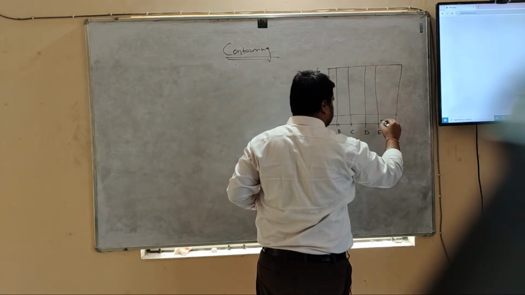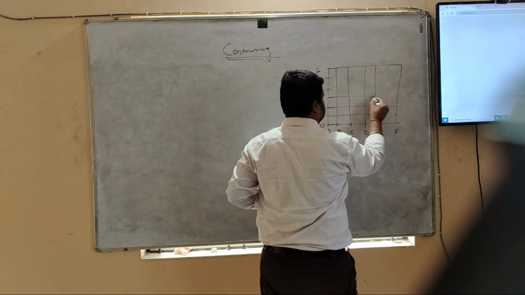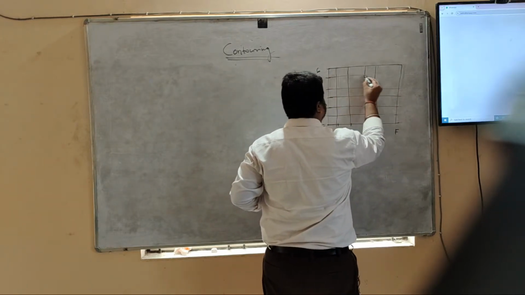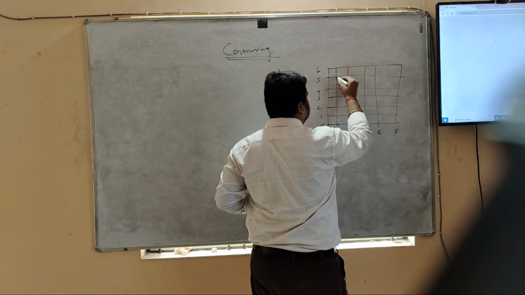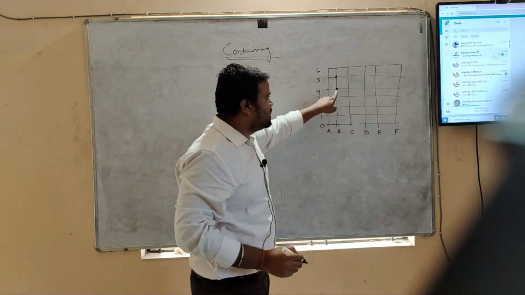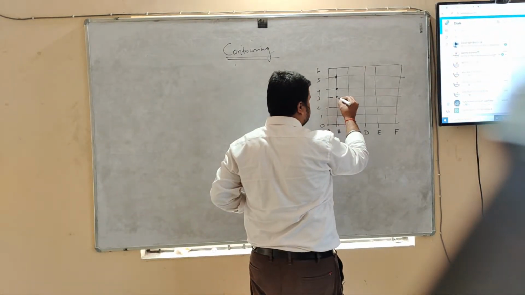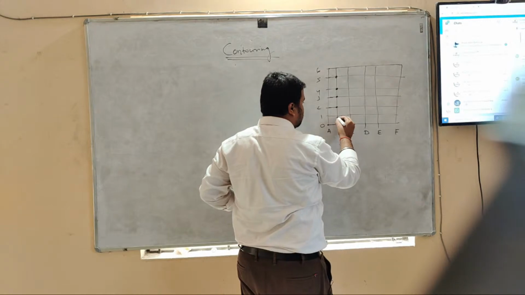Through white cement we can make the grid in the field, and we have to locate each point, put the staff there, and measure the height or RL of that particular point.